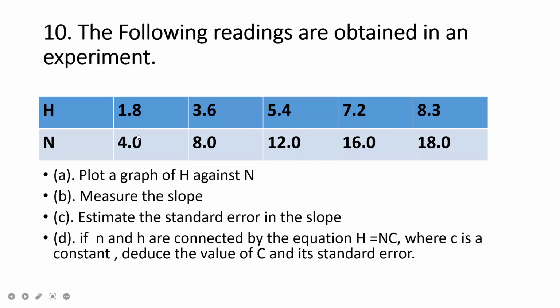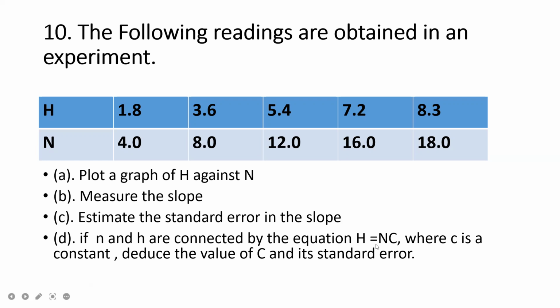Now, the last question says the following readings are obtained in an experiment. H is given as these values here. N is given as these values here. We are asked to plot a graph of H against N, measure the slope, estimate the standard error in the slope, and if N and H are connected by the equation H equals NC, where C is a constant, deduce the value of C and the standard error.